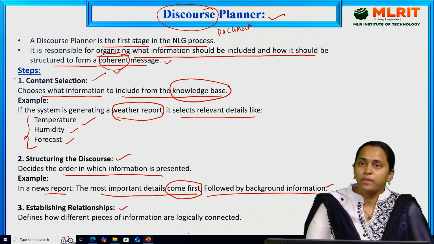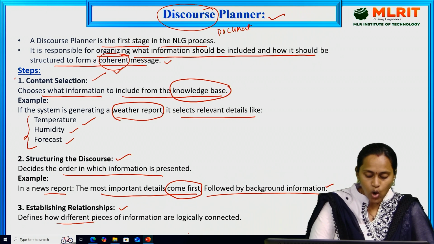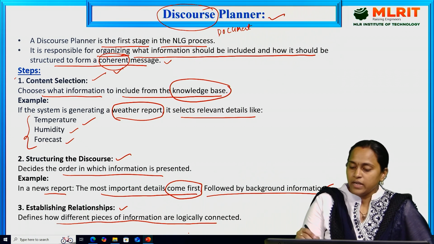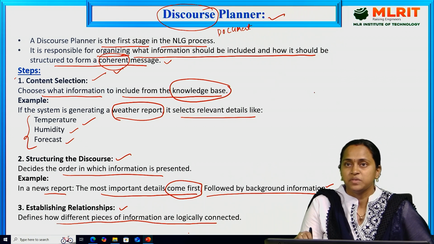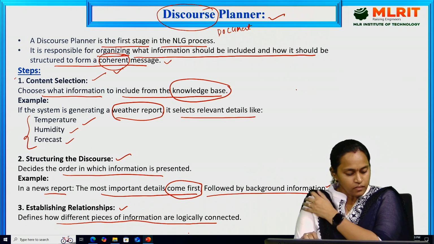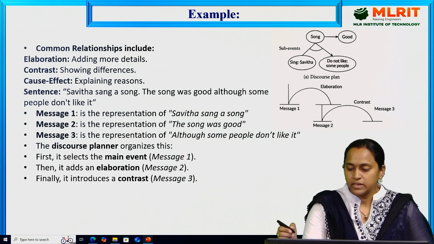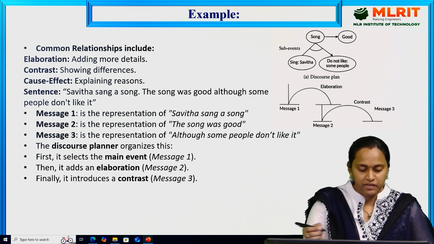That means collaboration, like this defines how different pieces of information are logically connected. That means how we are connected between the relationship, the entity relationships, right? Like this. How this will go, right? Let's see the example here. We are taking one sentence.